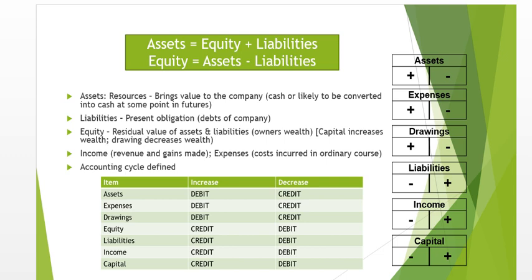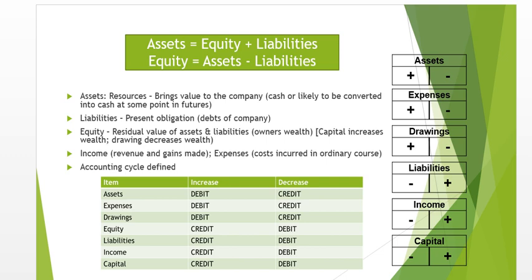A liability is a present obligation, so it's the debts of the company. We have an obligation to pay back someone. Whereas equity is just the residual value between your assets less liabilities. In other words, your equity is just the owner's wealth. Equity increases when the owner makes a capital contribution. It also increases when the business makes a profit, and it decreases when the owner makes drawings or when the business makes a loss.